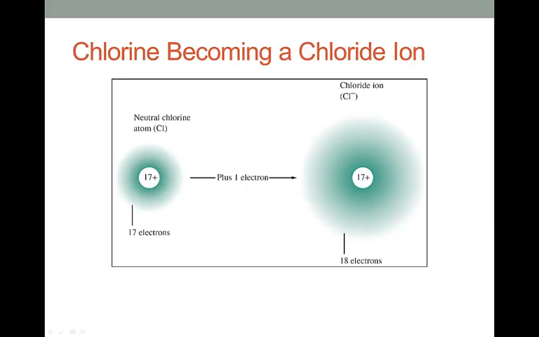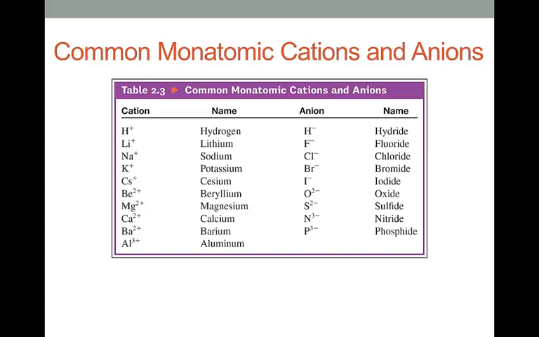And on the other side, chlorine will do the same thing to become a chloride ion, except since it's only 1 away from having the same configuration as argon, it will gain that 1 electron because it's got that very strong positively charged nucleus. The other electrons are all close to it. When it brings that electron in, it makes all the electrons repel a little more, so the chloride ion gets larger. These are some of the common monatomic cations and anions. Basically, you probably want to pause this right now and write these down because you need to memorize these.